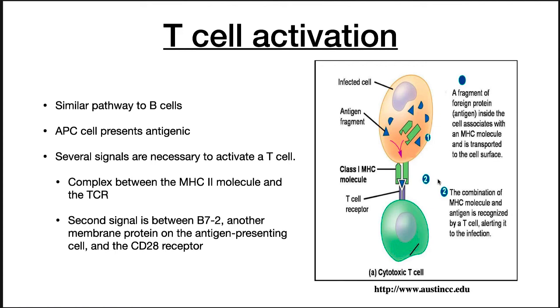T cell activation. T cell activation follows a similar pathway to B cells. Again, you can see that in the textbook in chapter 16. An antigen presenting cell presents an antigen. Several signals are then necessary to activate a T cell. There must be a complex between the MHC2 molecule and the T cell receptor. Secondly, a signal between B7-2 and the CD28 receptor must occur. When these two things happen, you get a response.